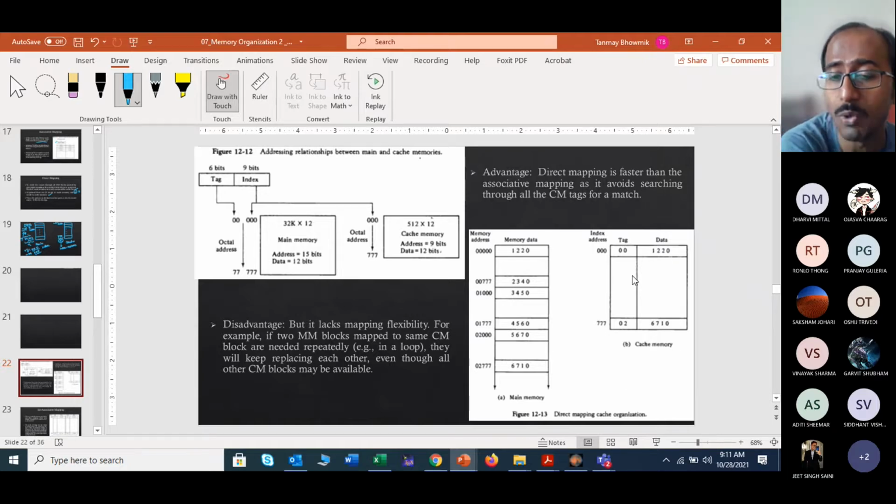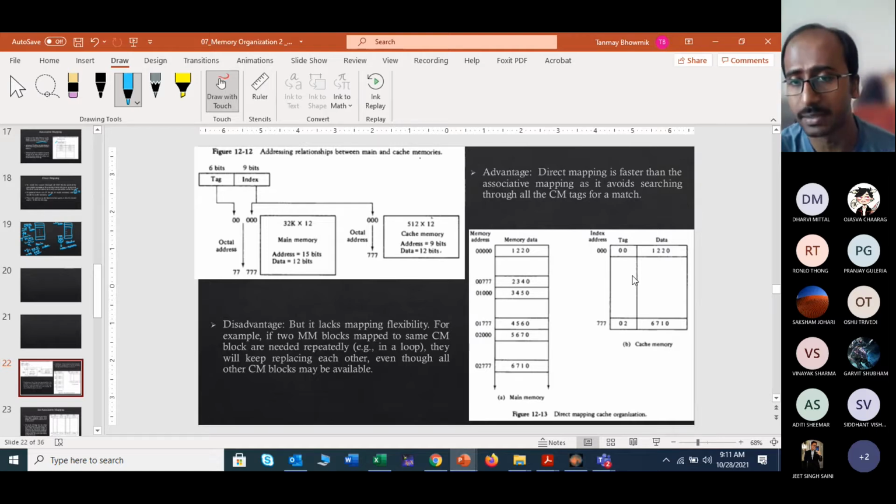Data field is there. Now what I just told, that in your cache there are some separate fields which will represent the tag, the valid bit, the dirty bit. Earlier we were discussing the set, index, tag, all these things. So cache memory will have all these sections, right?